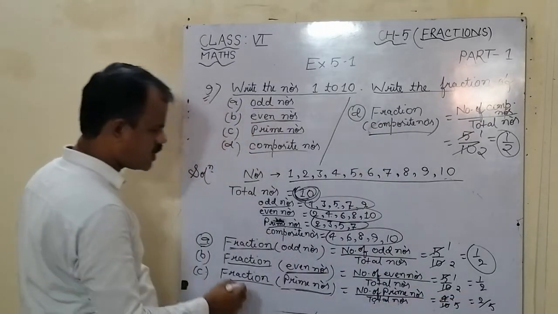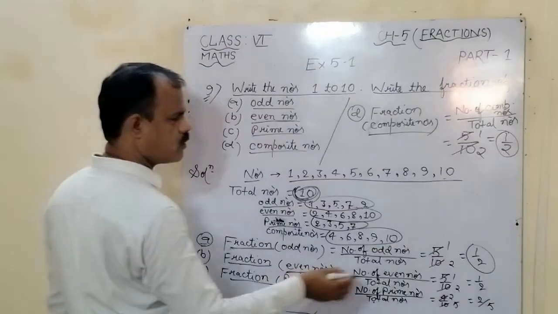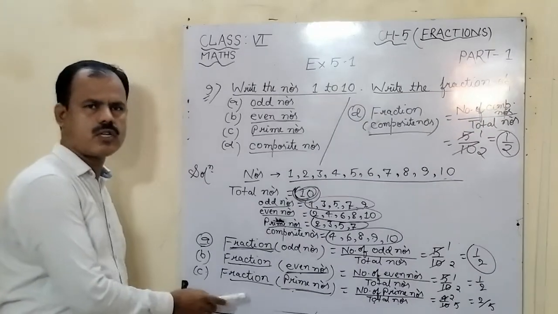2 by 5 represents the fraction of prime numbers. 1 by 2 represents the fraction of even numbers. And 1 by 2 represents the fraction of odd numbers. Okay students?